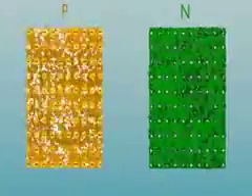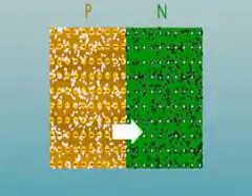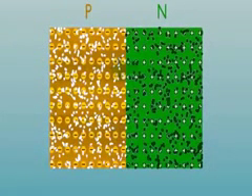perfectly matched to an N semiconductor. The P semiconductor has a much higher hole concentration than the N semiconductor. Therefore, holes from the P region will diffuse into the N region. Similarly, electrons from the N region will diffuse into the P region.